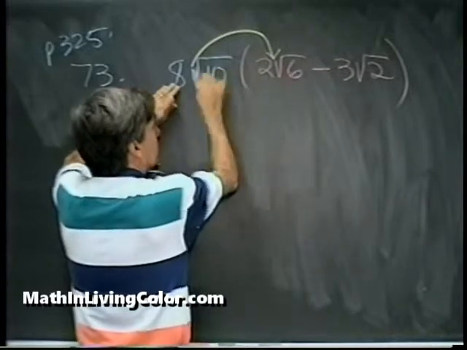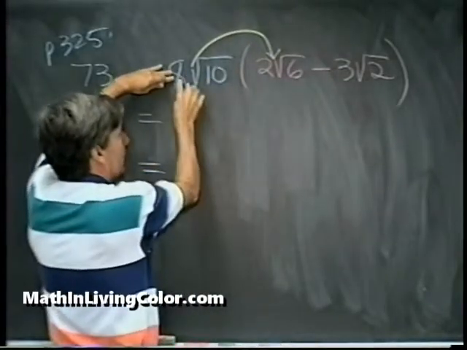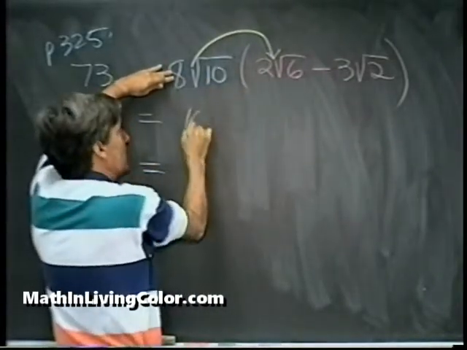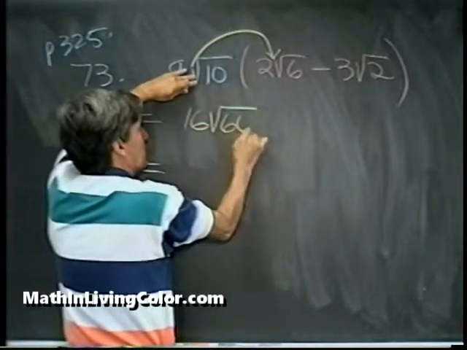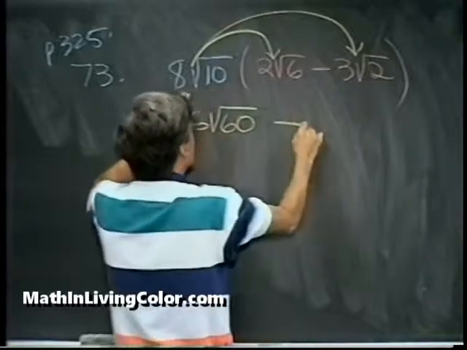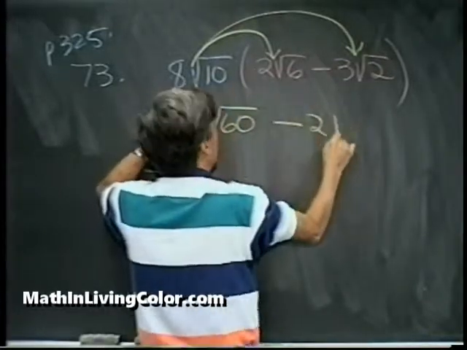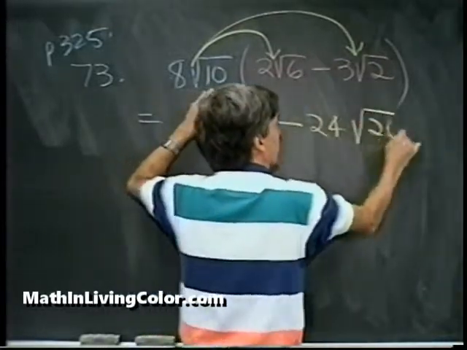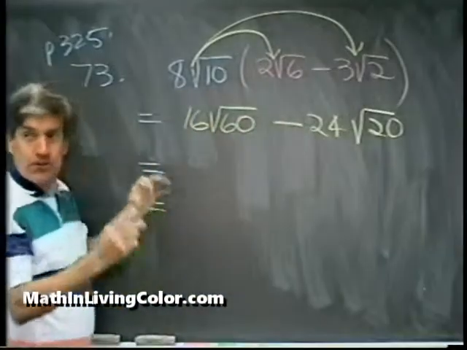And what would that be? Just go ahead and multiply that out. Okay, 8 times 2, 16. Square root of 60. Okay? And then the next part is going to be minus 24 square root of 20. Okay? That's the first step.